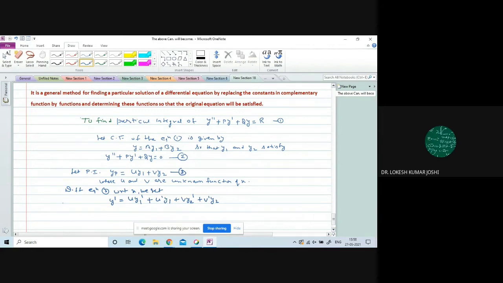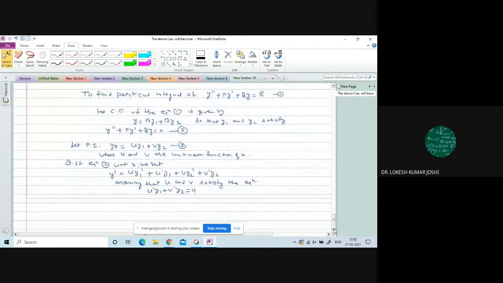Now, this is your assumption, assuming that u and v satisfy the equation u dash y1 plus v dash y2 equals to 0. Okay, we assume that u and v satisfy this equation. Say it is equation number 4.